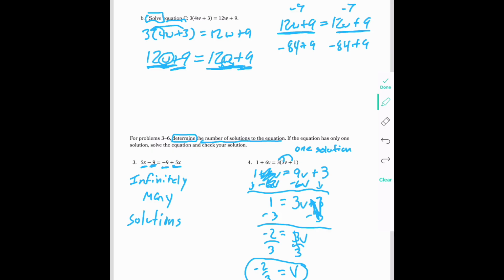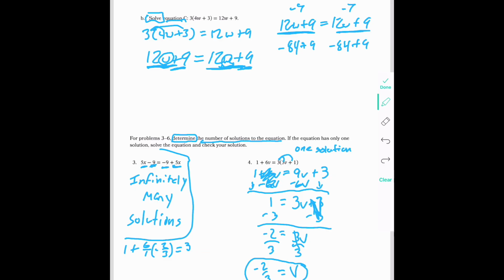All right. So if I put in the original equation, I'm gonna just write over here. That way I have space. That's 1 plus 6 times. Actually, I'll write it as a fraction. So 6 over 1 times negative 2/3 equals 3 over 1, since I'm doing a fraction, times negative 2/3 plus 1 over 1. Okay. So, wait. Let me go back because I left something out.